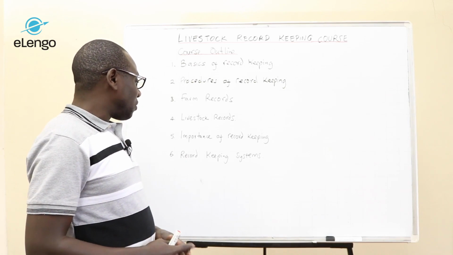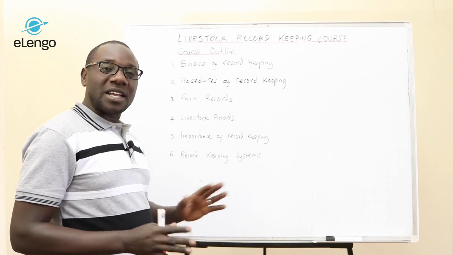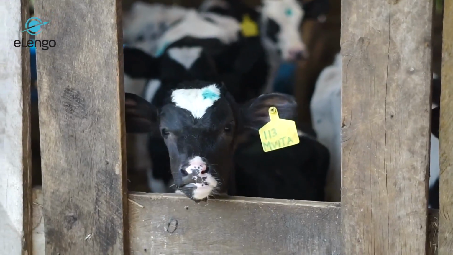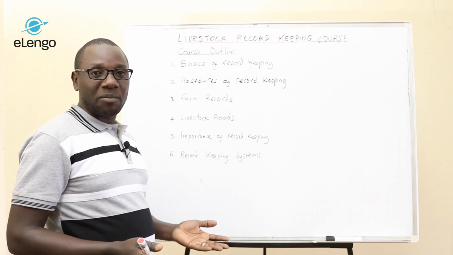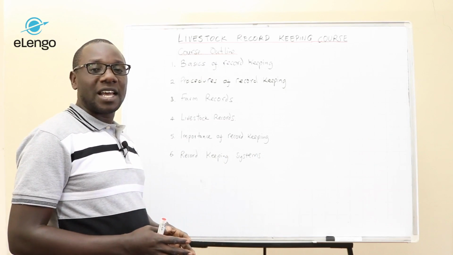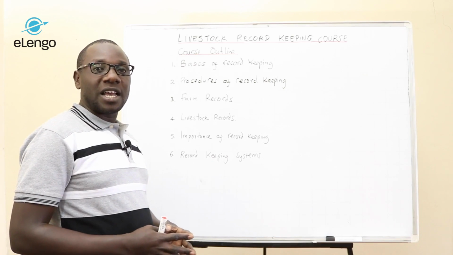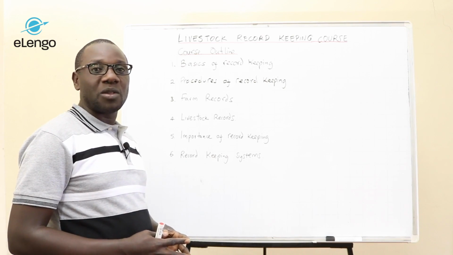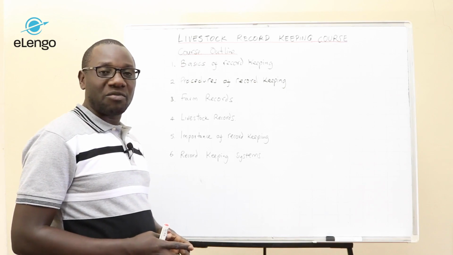Lastly, we shall also be looking at record-keeping systems. We shall be discussing the various forms of record-keeping systems that are in place. There are two main record-keeping systems that are being used by farmers. One is the manual record-keeping, and the other one is the electronic record-keeping. We shall be going through all these methods just to understand what it entails and what it involves, and why farmers should decide which method is suitable depending on their structures and the way they manage their farms.